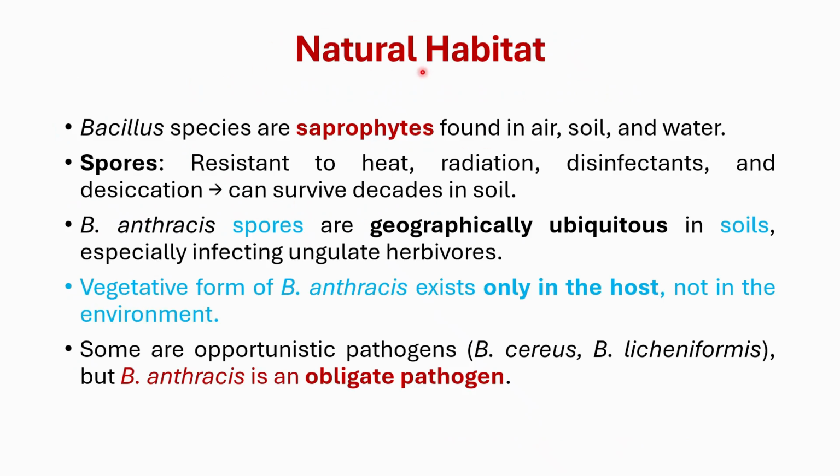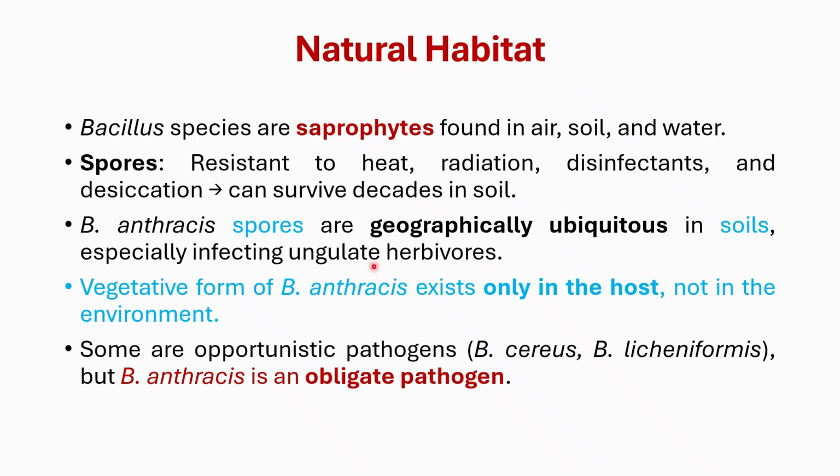Natural habitat. To understand how Bacillus species impact human and animal health, we first look at where they live. Generally, Bacillus species are saprophytes, meaning they thrive in the environment, especially in the air, soil, and water. Their secret to survival lies in the spores, which are incredibly hardy. These spores can resist heat, radiation, and even harsh disinfectants, allowing them to remain viable in the soil for decades.